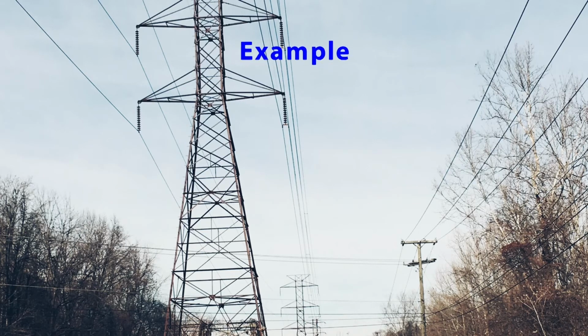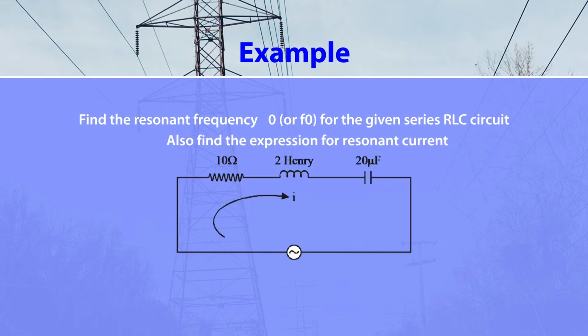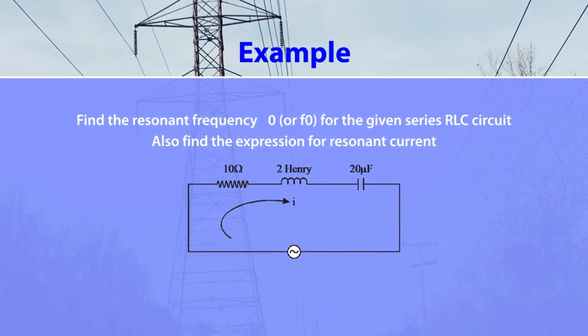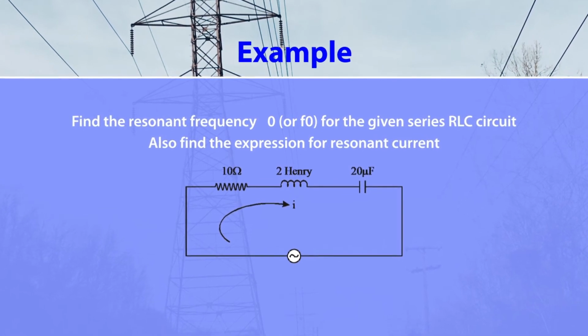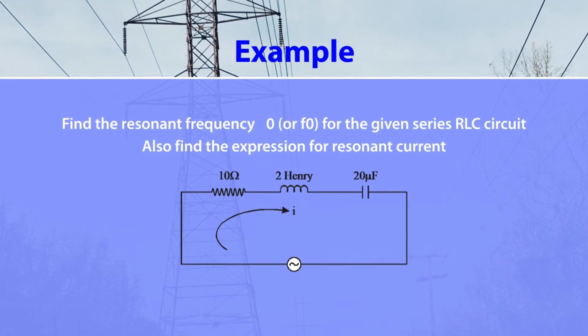Now we have to understand the concept of this series resonance with the help of some examples. So here we are taking one example. According to the example, you have to find the resonant frequency, that is omega naught, or you can say F naught, for the given series RLC circuit, and you have to also find the expression for the resonant current.